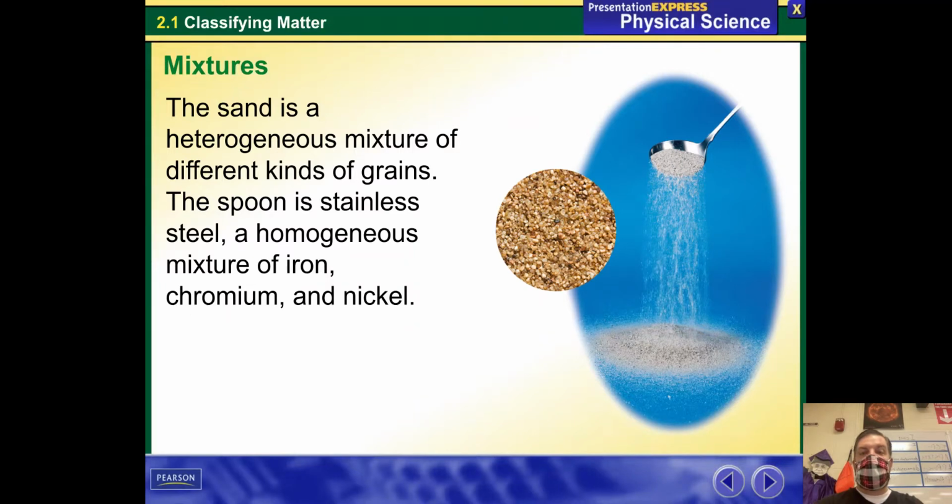Sand is a heterogeneous mixture with different kinds of grains. So sand itself is like rocks ground up and different crystals ground. It's a bunch of stuff ground up. A spoon is stainless steel, and that's a homogeneous mixture of iron, chromium, and nickel. So stainless steel is mostly iron, but it's an alloy. It has extra stuff in there to keep it from corroding.